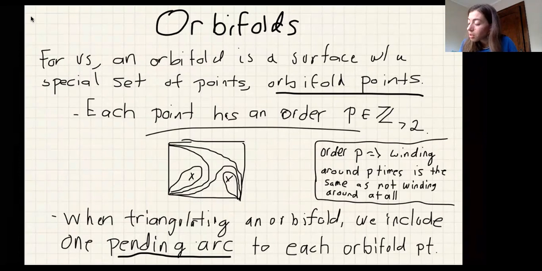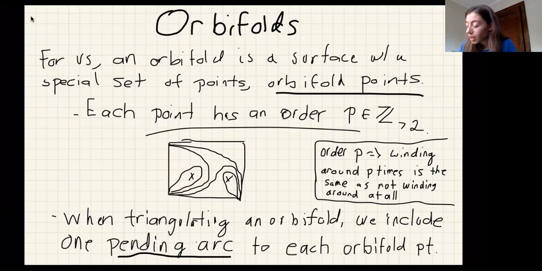So the order reflects that when you come to the orbifold point, you could, for instance, wind around it a while. But if it's order p and you wind p times, that's the same as not winding at all. I think you have to be a little careful how you index winding, but that's the rough idea. So there's like this mod p symmetry around it. Because if this was just a normal marked point, then every winding would be distinct.